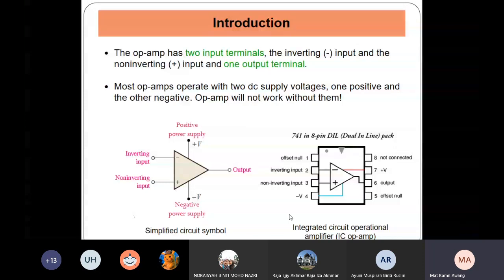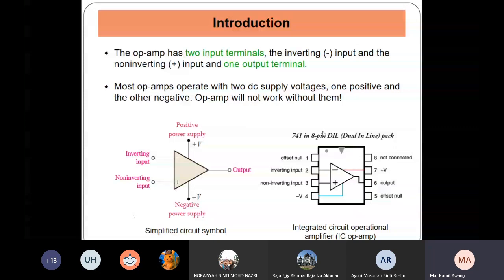Okay, clear. So this is the example of an operational amplifier in integrated circuit form, where pin number 1 is offset null. Pin number 2 is the inverting input. Pin number 3 is the non-inverting input. Pin number 4 is the negative power supply. Pin number 8 is not connected. Pin number 7 is the positive power supply. Pin number 6 is the output. Pin number 5 is the offset null.